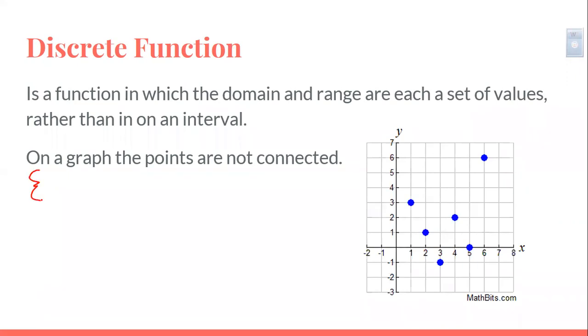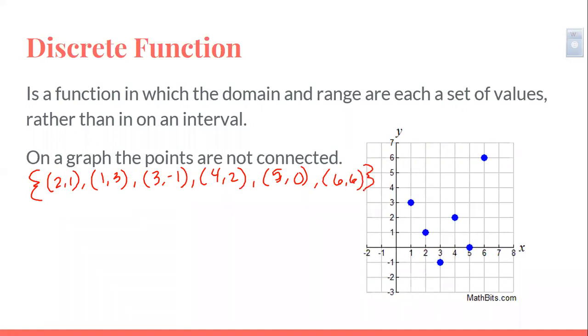So if I have, where are my points? (2, 1), (1, 3), (3, -1), (4, 2), (5, 0), and (6, 6). So I can represent it as a set of ordered pairs.